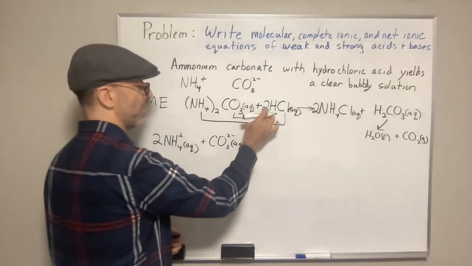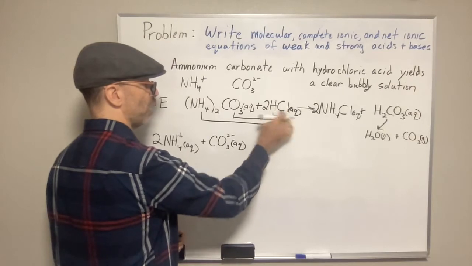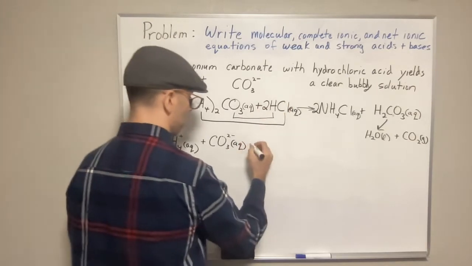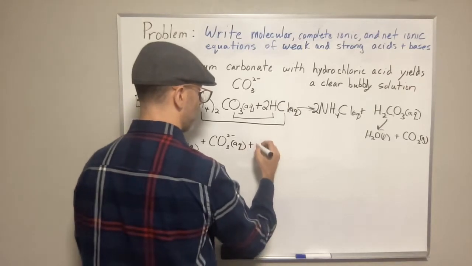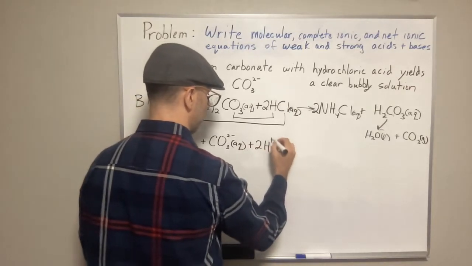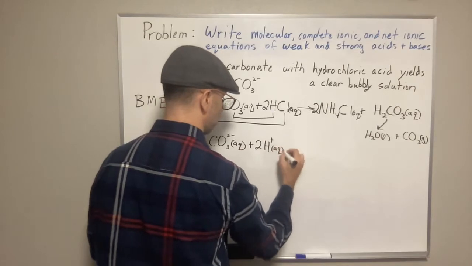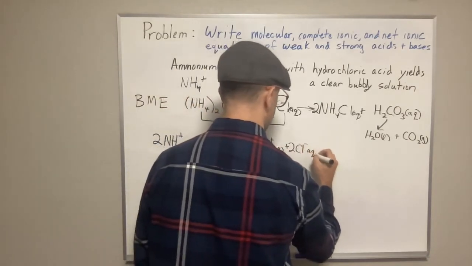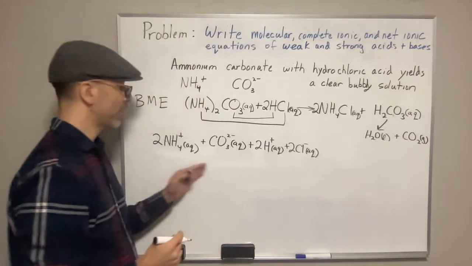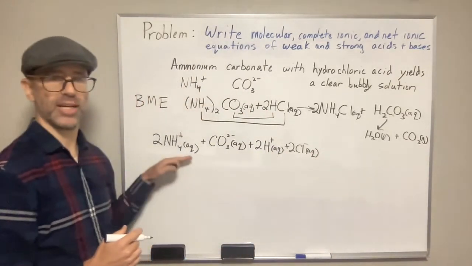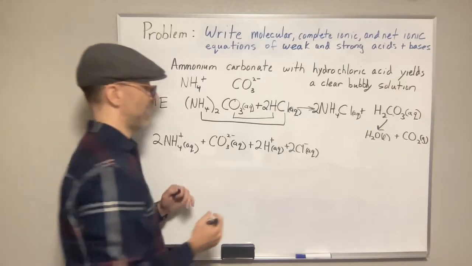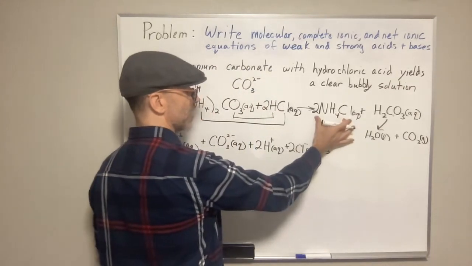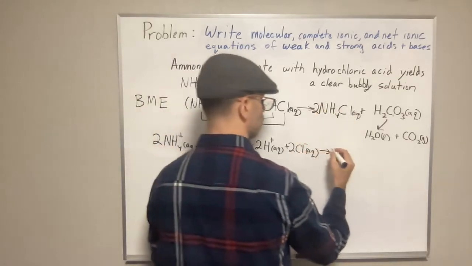I have 2 H's and I have 2 chloride ions, 2 H plus and 2 chloride. This is going to ionize, so I got 2 H plus aqueous plus 2 Cl minus aqueous. So now I have my reactants separated into their ions, and now let's do the products. So here I have an ionic substance that's aqueous. That's going to go into ions.